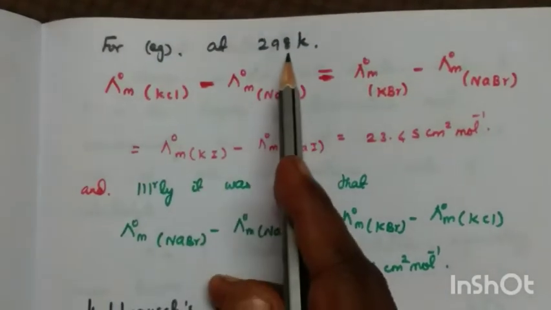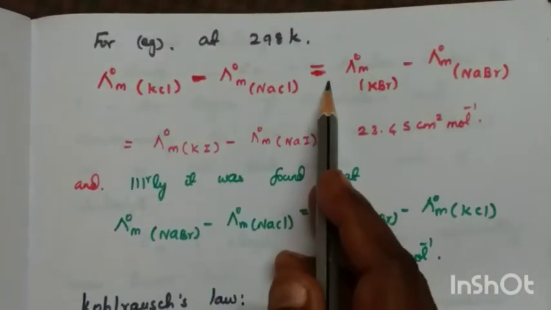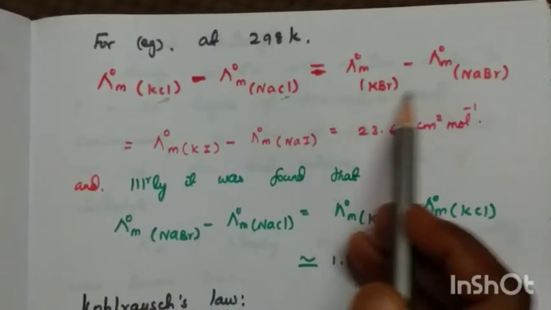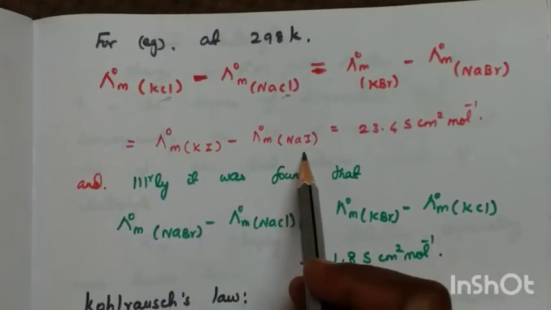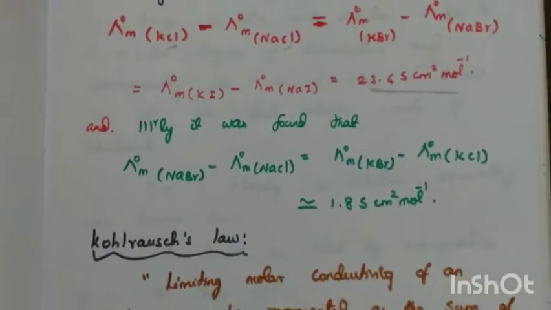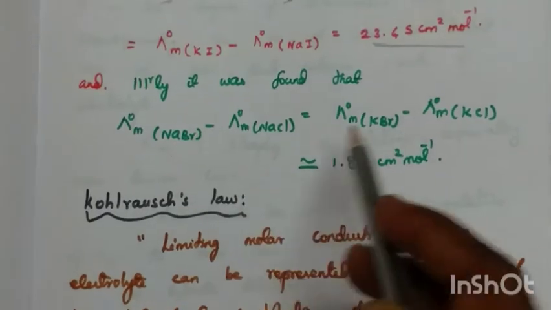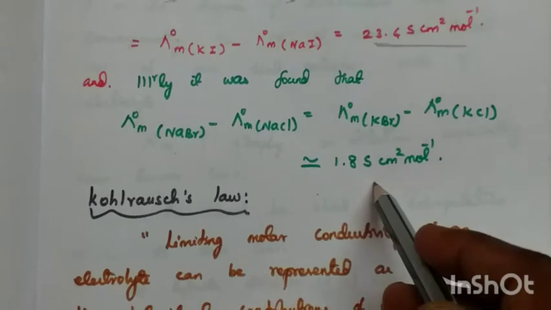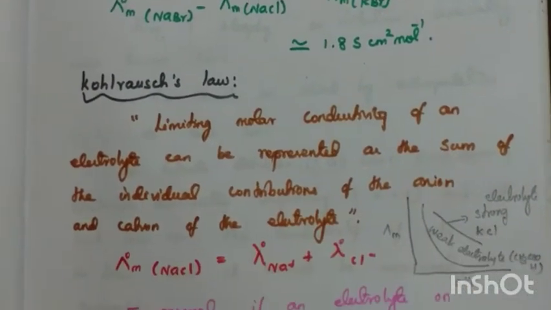For example, at 298 Kelvin, Λ naught M of KCl minus NaCl is equal to KBr minus NaBr. Here X is Cl, here Br. So K minus Na is equal to this, and all these differences remain the same constant value. Similarly, it was found that for NaBr, NaCl, KBr, KCl, the value is constant. So the values remain constant for NaX and KX.